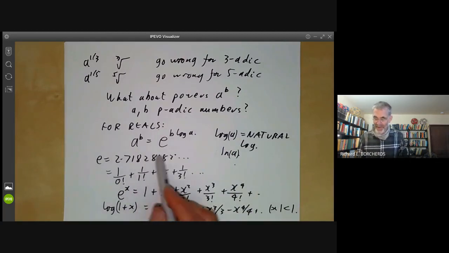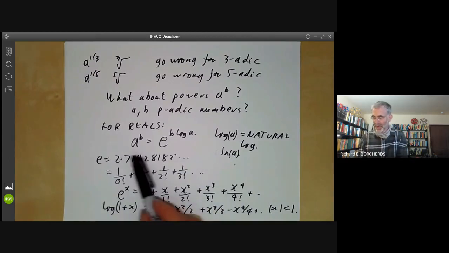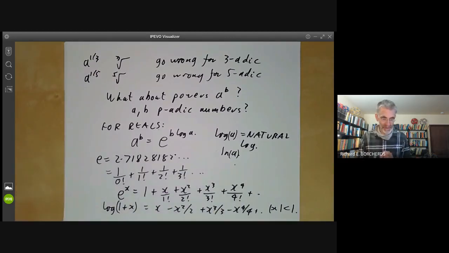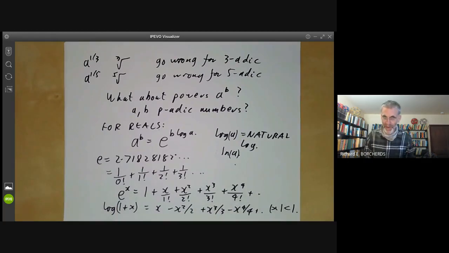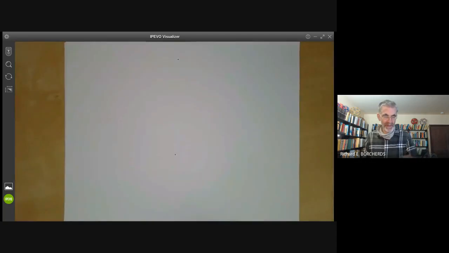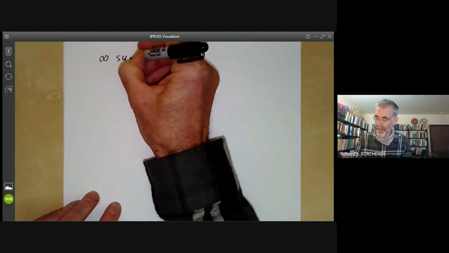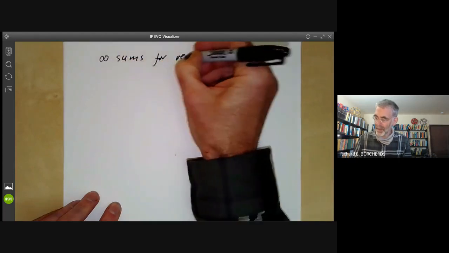And what we want to do now is to try and copy this for the p-adic numbers. And then if we can do this, we will define powers of p-adic numbers. Well, there's a bit of a complication here because we've got these infinite sums, and it's not at all clear what these infinite sums mean, especially for p-adic numbers. So let's discuss this. Let's just look at infinite sums for the reals.